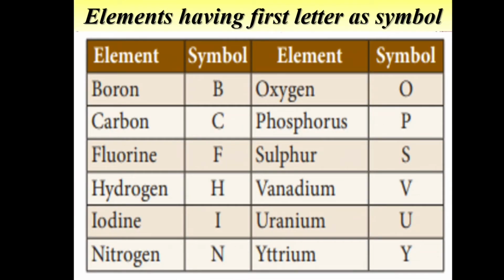You can see here the elements having the first letter as symbol: boron B, carbon C, fluorine F, hydrogen H, iodine I, nitrogen N, oxygen O, phosphorus P, sulfur S, vanadium V, uranium U, yttrium Y. So these are the elements which have the first letter as symbol.